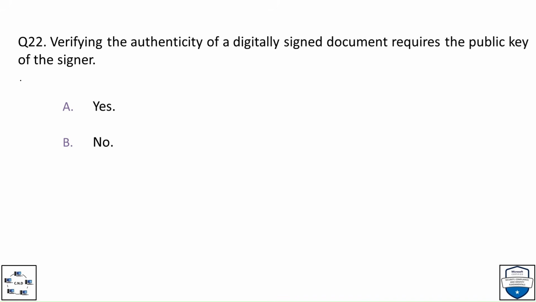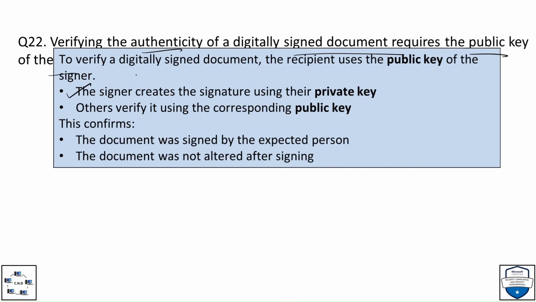Question number 22. Verifying the authenticity of a digitally signed document requires the public key of the signer. Again, the options are option A, yes, and option B, no, and the correct option is yes. So we do need the public key of the sender for the authenticity. To verify a digitally signed document, the recipient uses the public key of the signer.